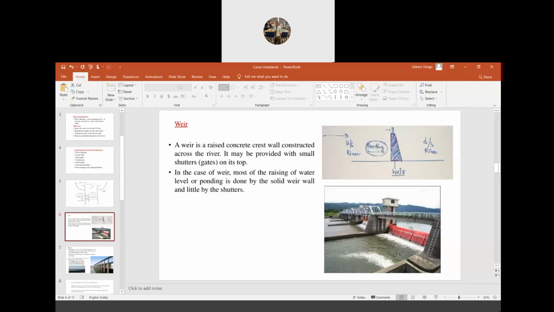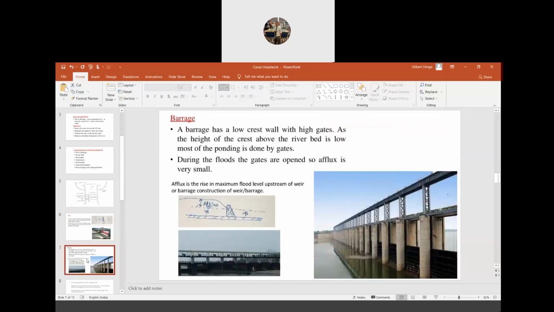Sometimes we put some kind of gates here, but only occasionally. You see here we provide some gates on top of this weir, but only occasionally. Even though we provide some gate here, the major role responsible for ponding of water at the upstream end is this concrete structure. That's why this structure is called the weir.